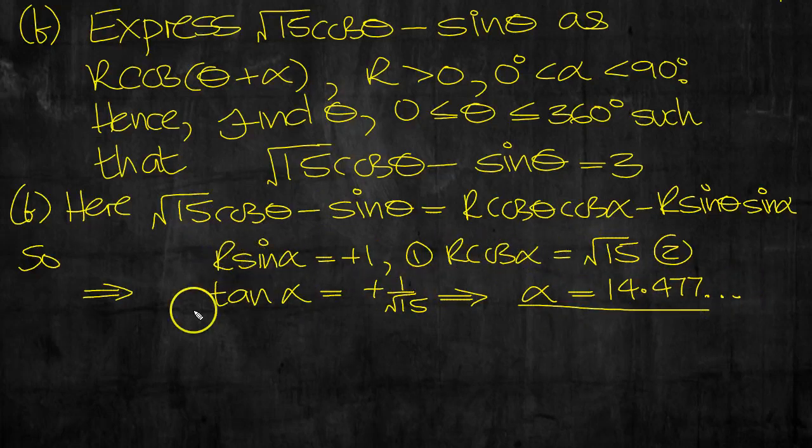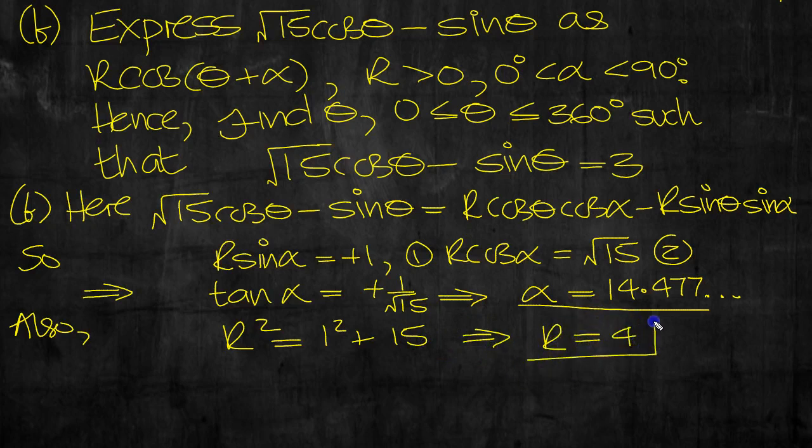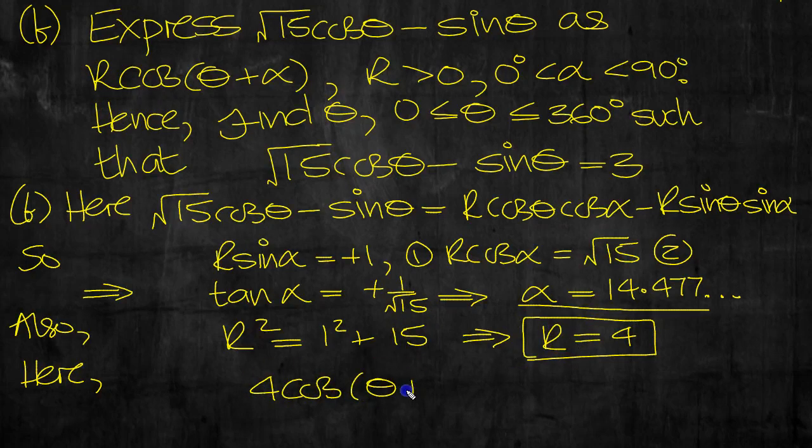Now if we square this and square this, we get R squared, don't we? R squared is equal to this squared plus this squared. That's 16, so R is equal to 4, so R is positive. So, okay, so here, what have we got then? So we want to solve this equation, which we've got above, equals 3. So here, 4 cosine of theta plus alpha, 14.477, is equal to 3. Okay, good.